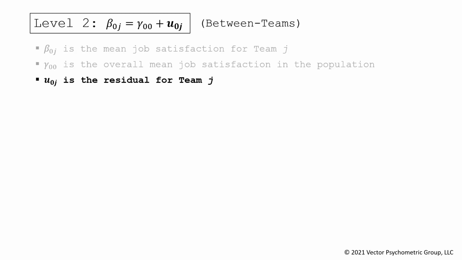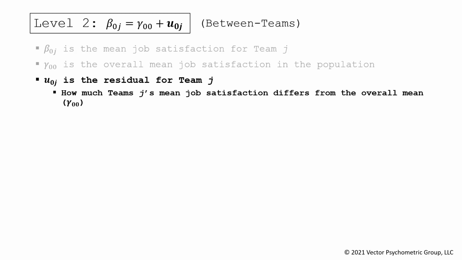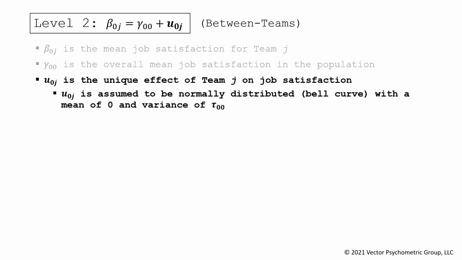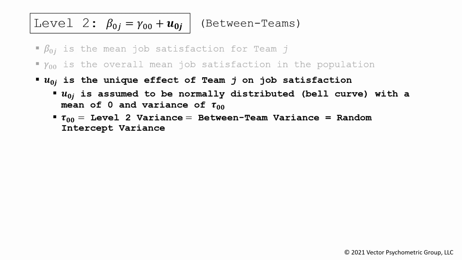This level 2 residual represents the difference between team J's mean job satisfaction and the overall mean. You can also think about this term as the unique effect of team J on job satisfaction. Either way, we assume that U0J is normally distributed with a mean of 0 and variance of tau 00. This variance may also be described as the level 2 variance, between group variance, or random intercept variance depending on the research setting. Next, let's get visual with the level 2 equation.